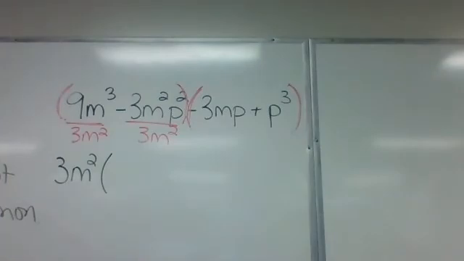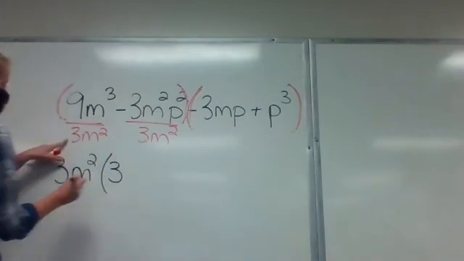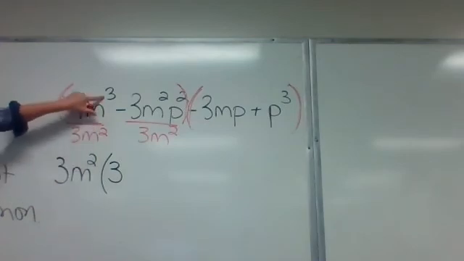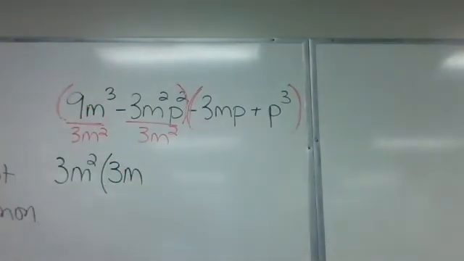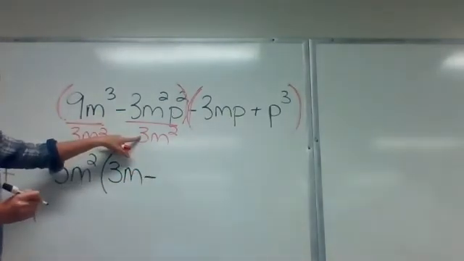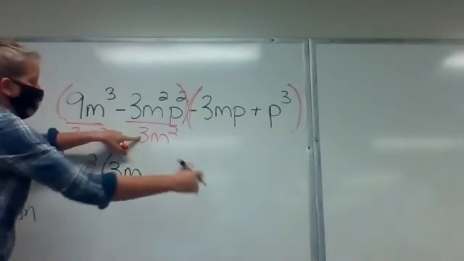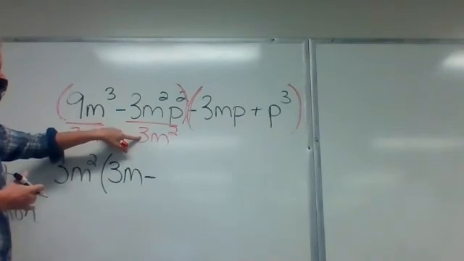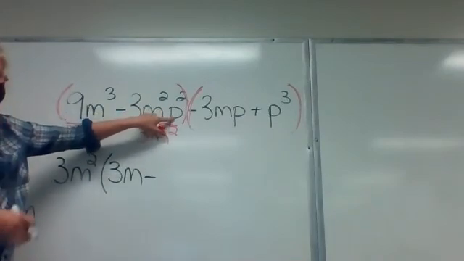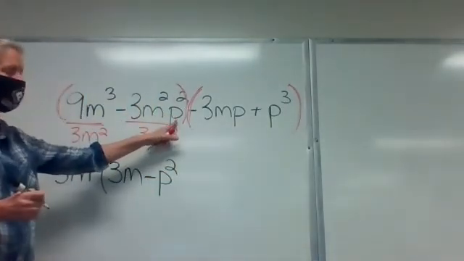Let's see, what is left? 9 divided by 3 is 3. I had m to the third, I divided by m squared, so when I subtract those exponents, I get m to the first. Minus 3 divided by 3 just gives me 1. If I'm just left with 1, I have to write it, but if I'm left with 1 something, I don't need to write that 1. Is there anything left here? I pulled out the m squared, but I didn't pull out any p squared, which means I still have p squared here, right? I didn't pull out any p.